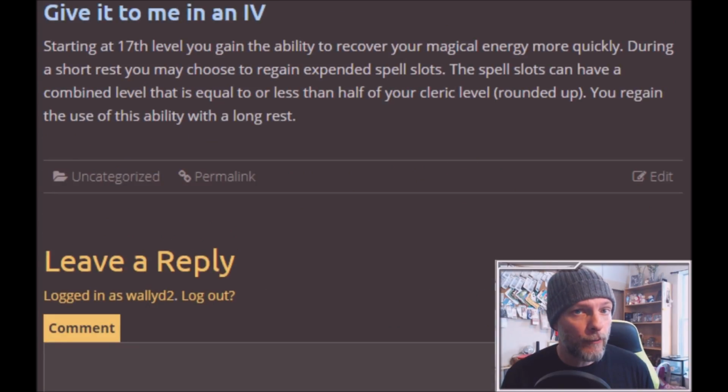And the final ability for the Coffee Domain Cleric is Give It To Me in an IV. Starting at 17th level, we gain the ability to recover our magical energy more quickly. During a short rest, we may choose to regain expended spell slots. The spell slots have a combined level that is equal to or less than half of your cleric level rounded up. You regain the use of this ability with a long rest.